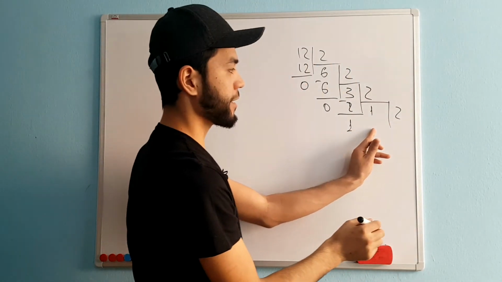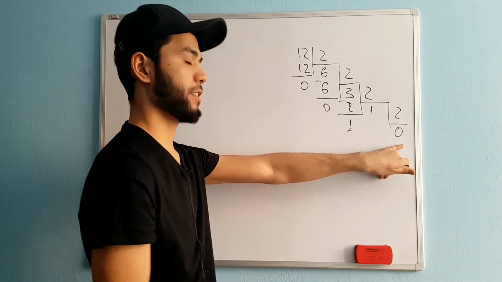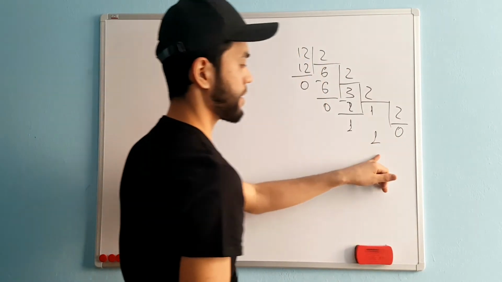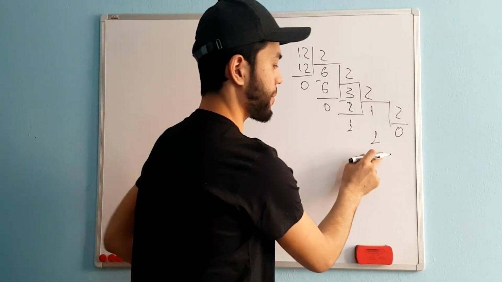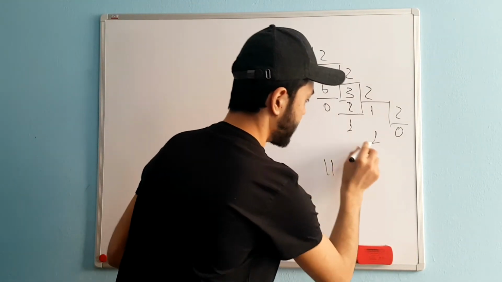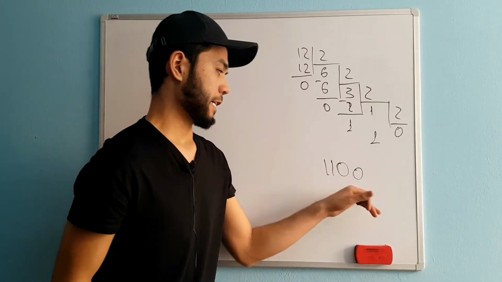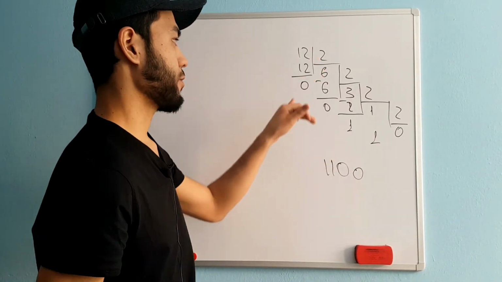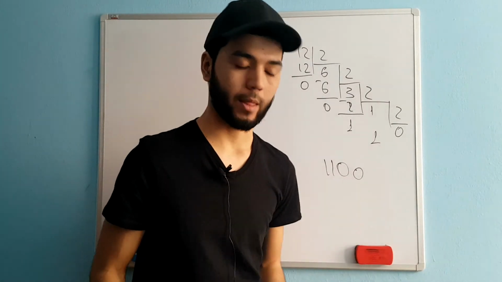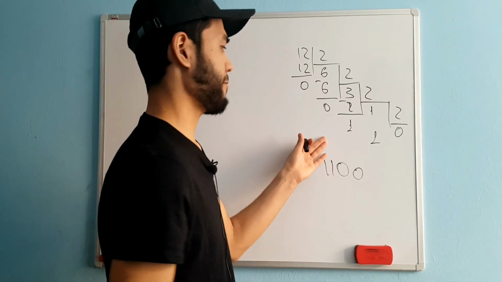Whenever I reach here, the quotient is 0. Whenever I reach 0, I stop, and the remainder here is 1. From back to top, I'm just writing like this: 1, 1, 0, 0, which is our binary, 12 converted to binary, 1100. And you may be asking why we need this.